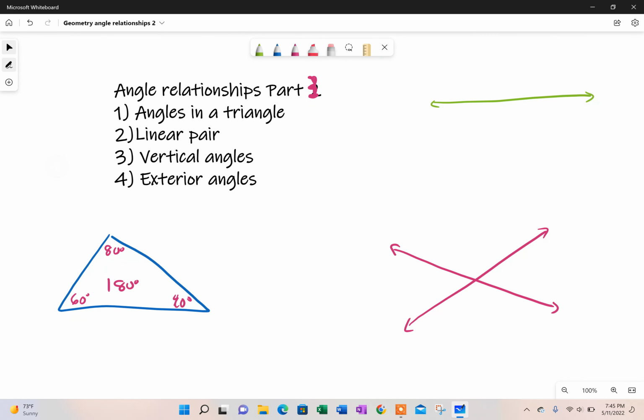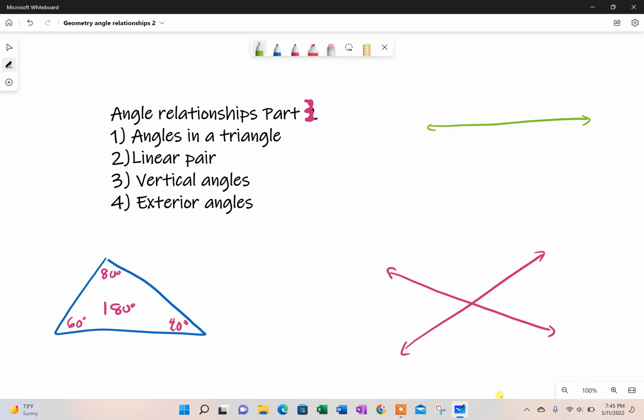A linear pair would be something like this: L, I, N, P. So if you had angle LIP, and let's say this was 110 degrees, and you had angle PIN, this would have to be 70 degrees. So a linear pair are supplementary, which means they add to 180 degrees. And the word linear, you should be thinking of the word line, it's basically saying it's two angles such that together they form a straight line.